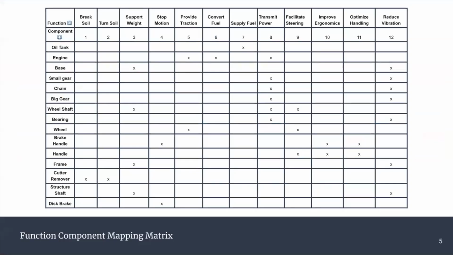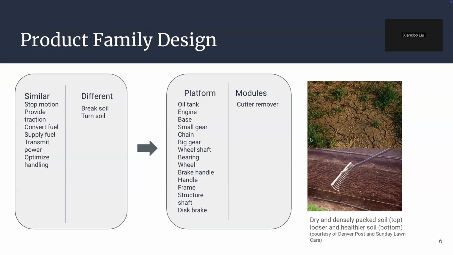We can see from the function component mapping matrix that many parts share the same function, such as support weight, transmit powers, and reduce vibration. This shows what parts we should consider to improve. As mentioned earlier, the two customer groups have different needs and demands.